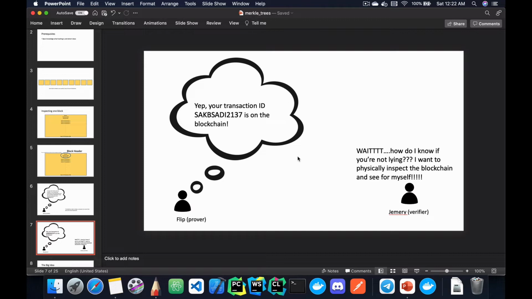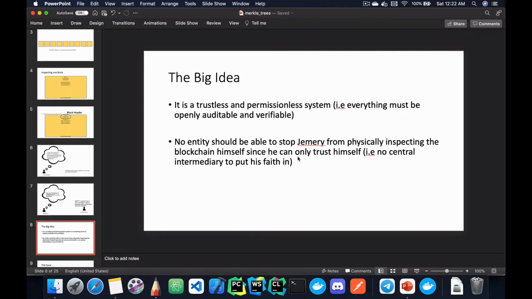And let's say January wants to verify and physically inspect the whole blockchain himself to see for himself that his transaction actually followed through. And the big idea underlining blockchain is that it is a trustless and permissionless system. So essentially, a blockchain is a system that functions without trust. It should be able to function when nobody is able to trust one another. This also means that everything must be openly auditable and verifiable.